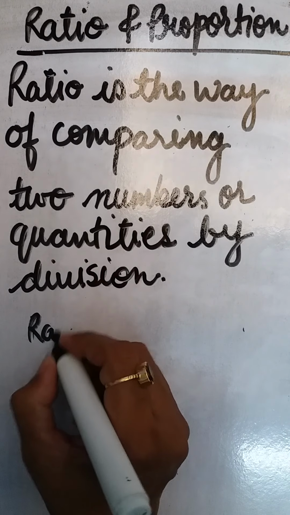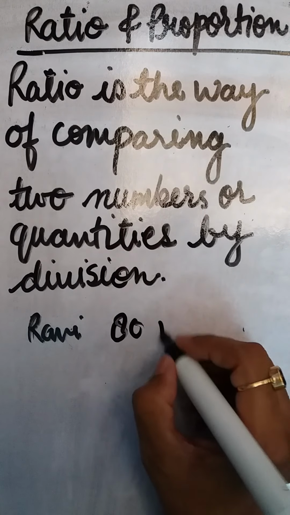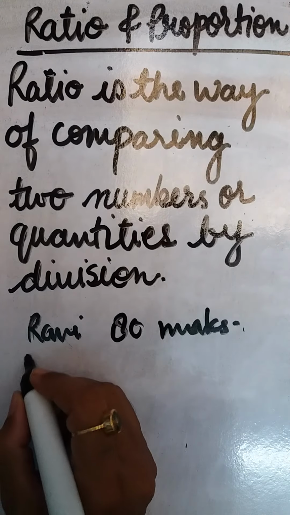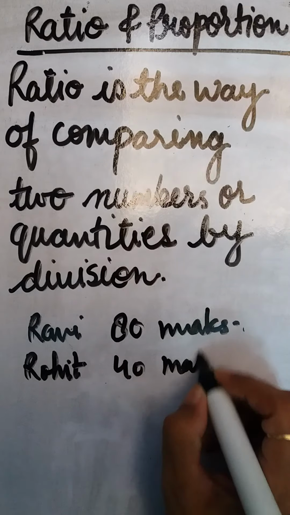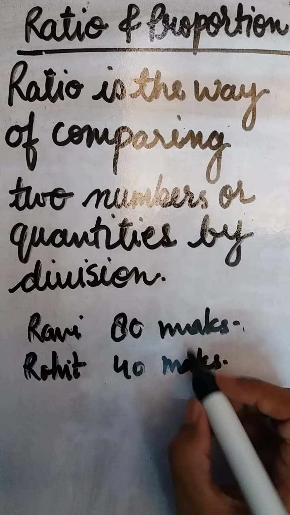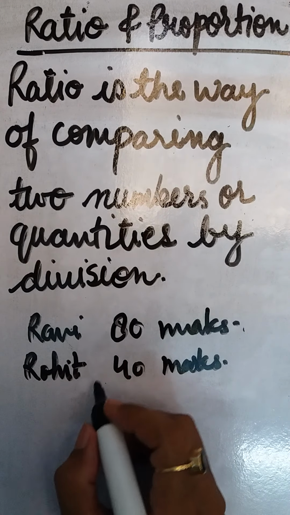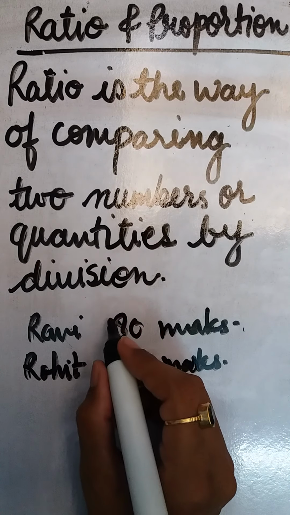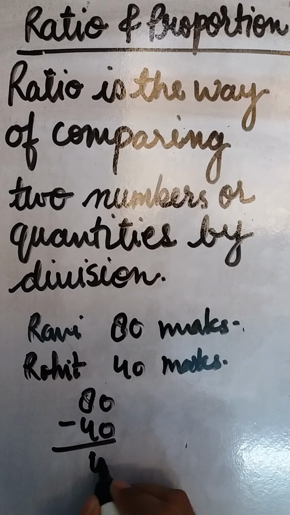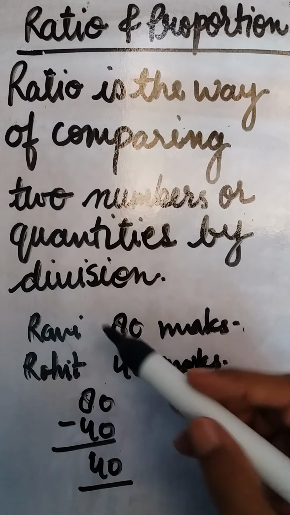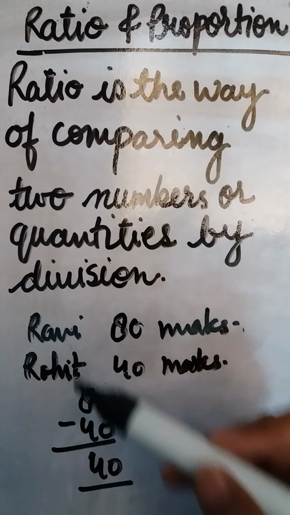Suppose Ravi got 80 marks in mathematics and Rohit got 40 marks in mathematics. So very easily we can compare them by the help of subtraction, that we subtract this 40 from 80 and we get 40 marks. So we can say that Ravi got 40 marks more than Rohit and Rohit got 40 marks less than Ravi.